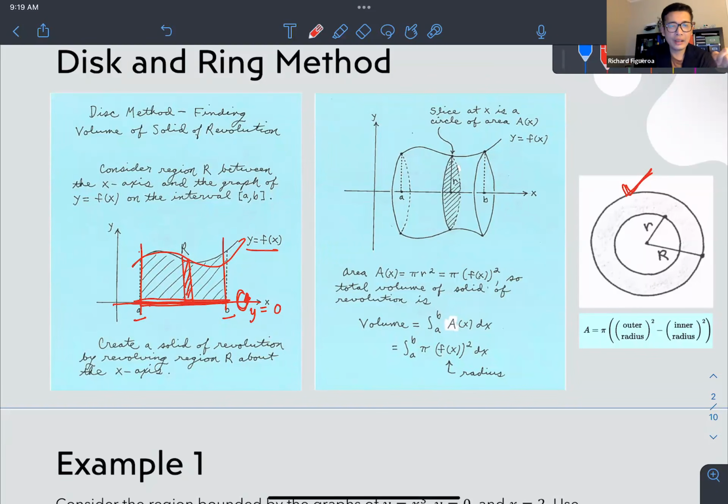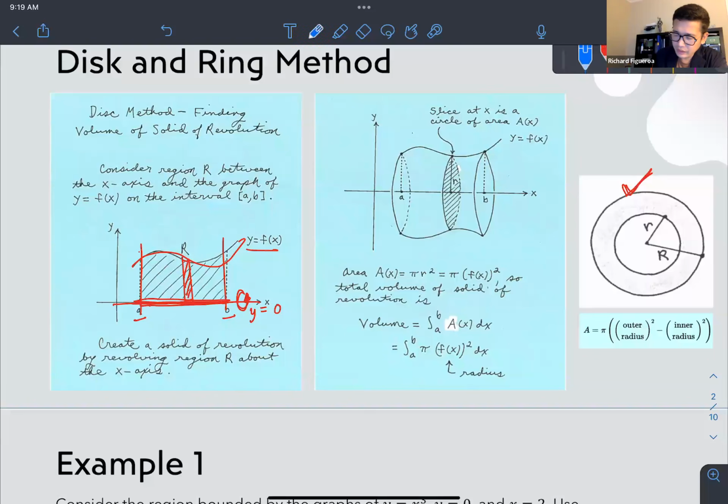In volume, our representation, instead of a strip, although it will still come from a strip, the 3D representation could either be a disc, a ring, or a cylindrical shell. So now, how do we measure or compute for the volume?